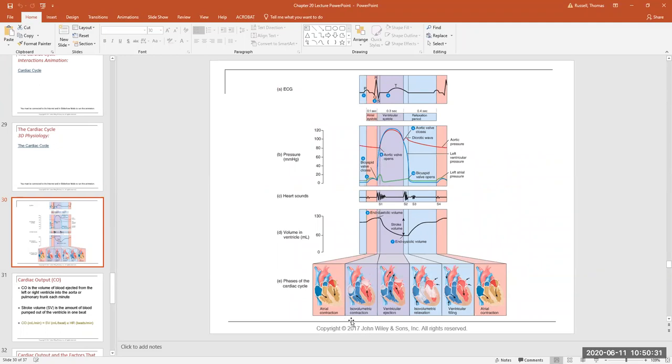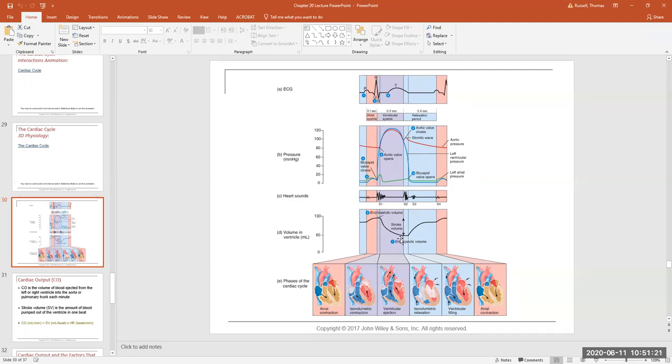So during isovolumetric contraction, the single most important event that occurs is an increase in ventricular pressure just above the pressure in the ventricle's artery, which in this case is the aorta, because this is the left side of the heart. As soon as the pressure in the ventricle rises above the pressure in its artery, the semilunar valves open right there. And the second that the semilunar valves open, blood is ejected from the ventricle into the artery, which is represented by a drop of ventricular volume right here.